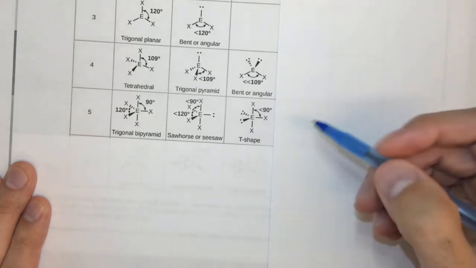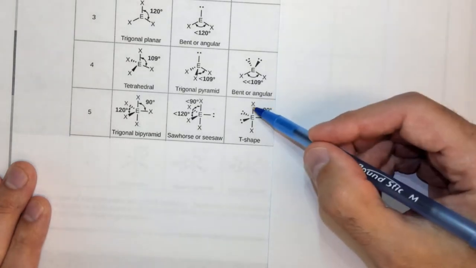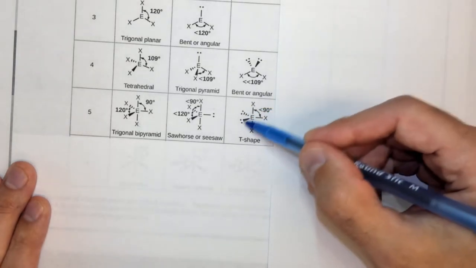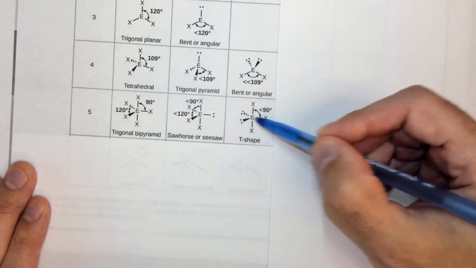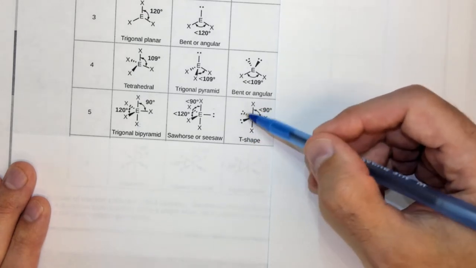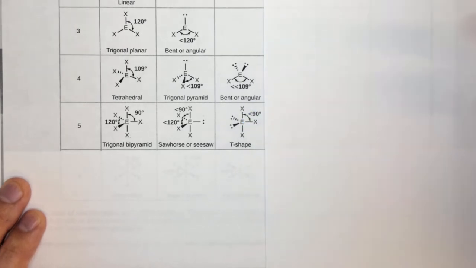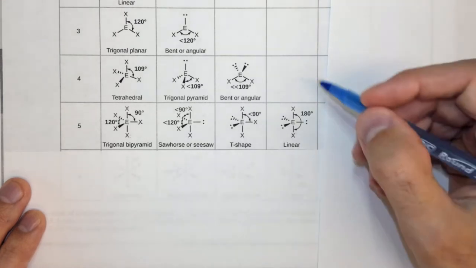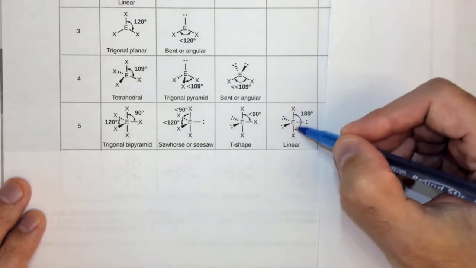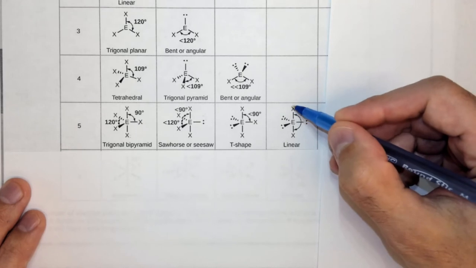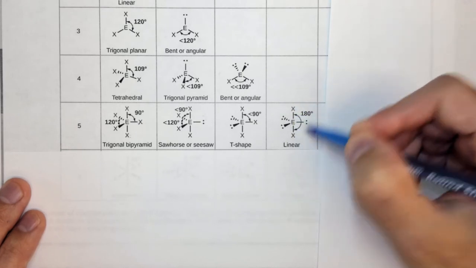What if two of them are lone pairs? Well, if two of them are lone pairs, they both go in the axial plane, and you end up with this T-shaped thing. So again, lone pairs take up space just like bonding pairs. And then that one doesn't, this does come up. With three lone pairs, they all go in the axial plane, and the XEX bond angle is 180 degrees.